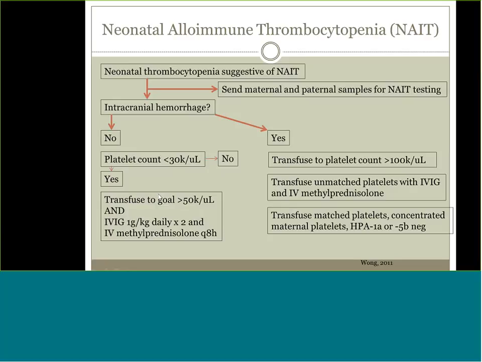But knowing that it'll take time, I'll just give them whatever we have. If there's no intracranial hemorrhage, but the platelet count is significantly low, I'd go ahead and transfuse them, or I might just start with some IVIG and some steroids for the infant just to see if we can get them to boost on their own. If it's greater than 30, I just watch them.